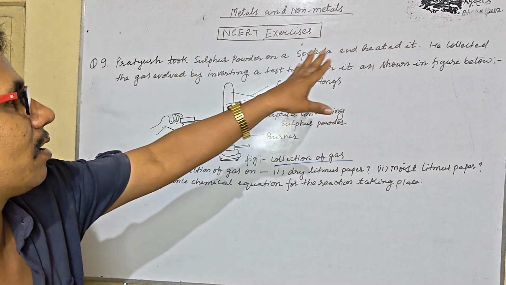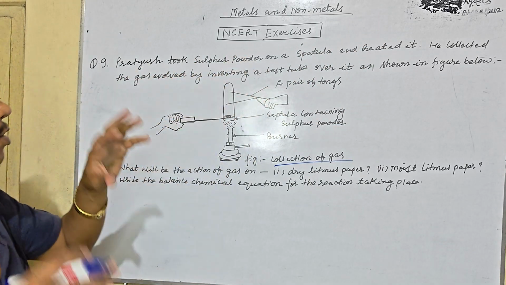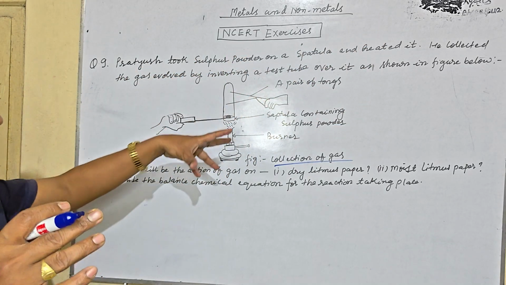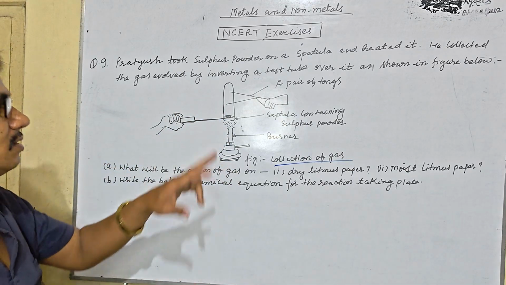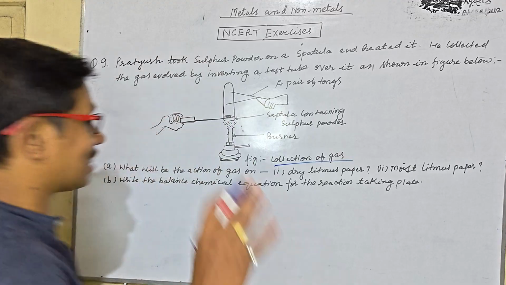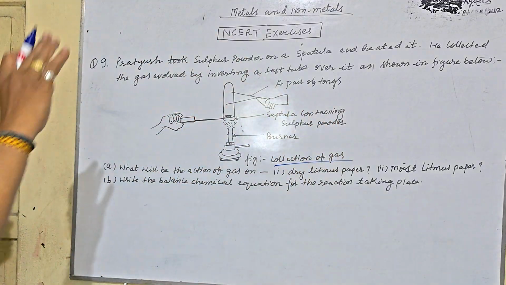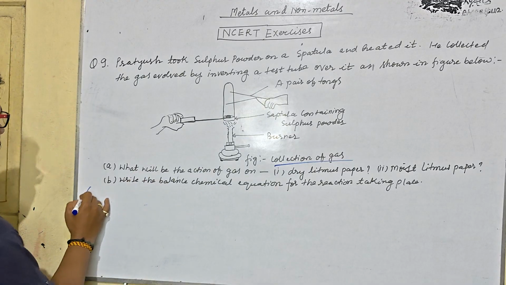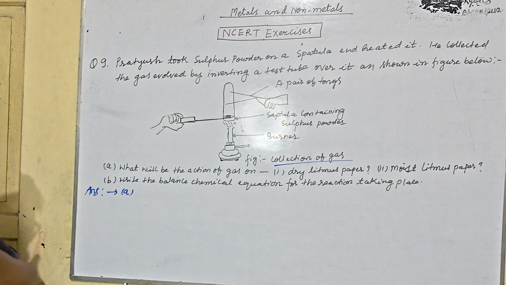The question is going to ask, what will be the action of gas? Pratyush took sulfur powder on a spatula and heated it. He collected the gas evolved by inverting a test tube over it, as shown in the figure. What will be the action of gas on dry litmus paper and moist litmus paper, and write the balanced chemical equation for the reaction taking place. The answer is question number A.